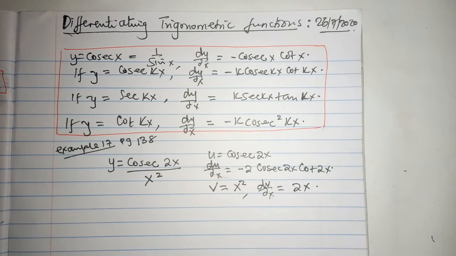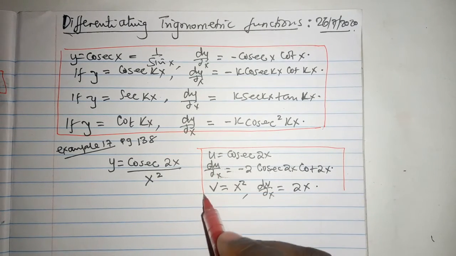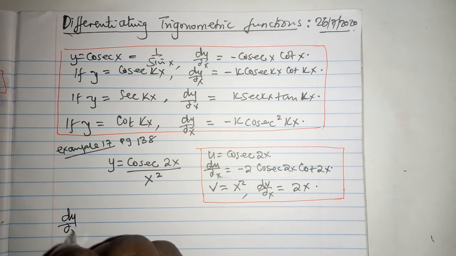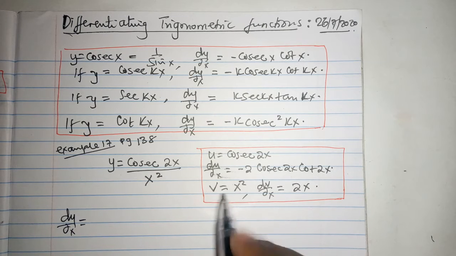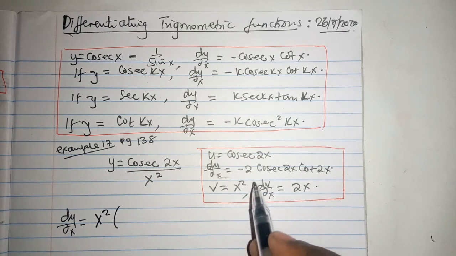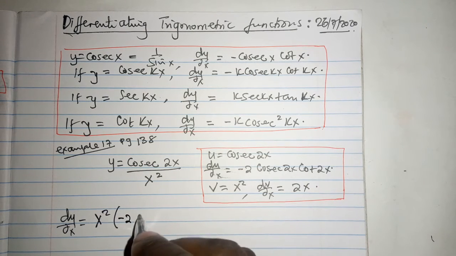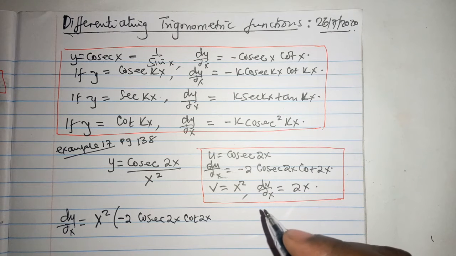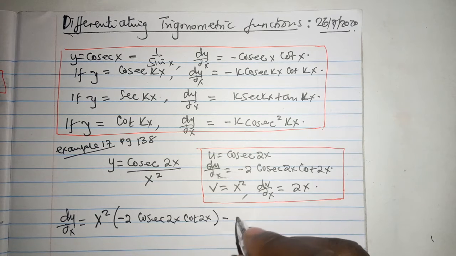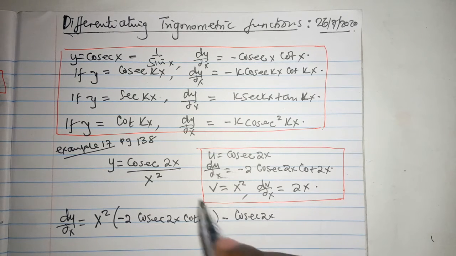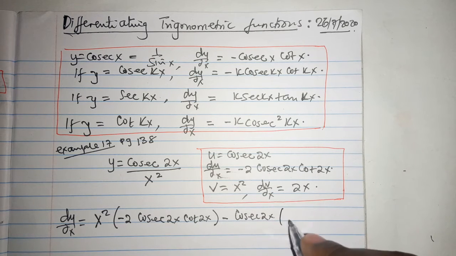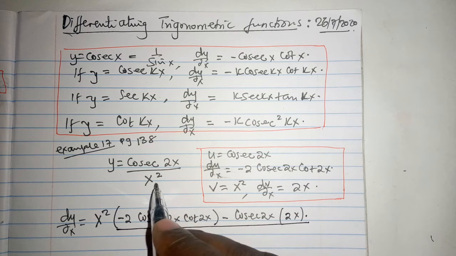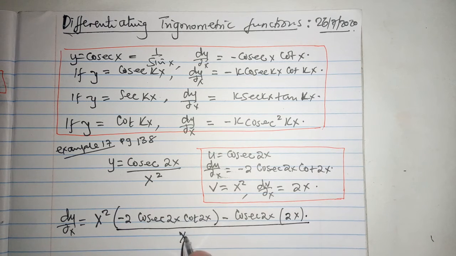These are some of the inputs or ingredients we are going to use in this differentiation. And according to the quotient rule, dy/dx becomes v, which is of course x squared, multiplied by the differential of the numerator, which is minus 2 cosec 2x cot 2x, of course minus the u, which is cosec 2x, the numerator, multiplied by the differential of the denominator, which is 2x. All this is over v squared, and v is x squared, so x squared squared is x to the power 4.